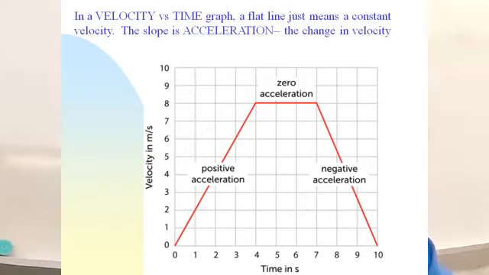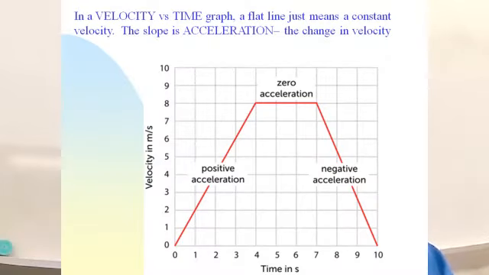We're speeding up. This straight line is not showing a constant speed, it's showing acceleration, a constant acceleration of 2 meters per second per second. Every second, we're going 2 meters per second faster than we were before.